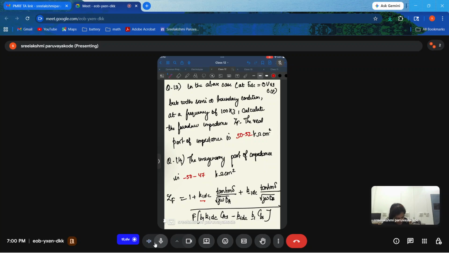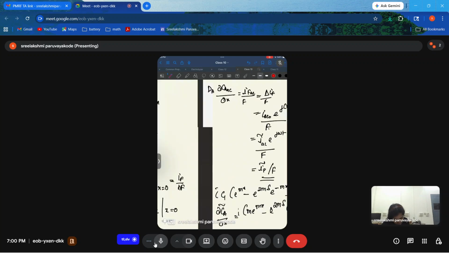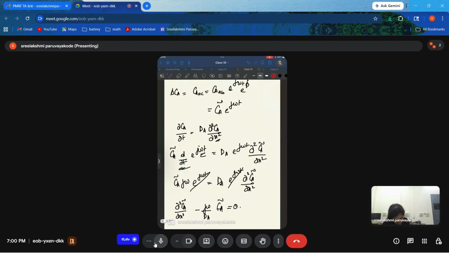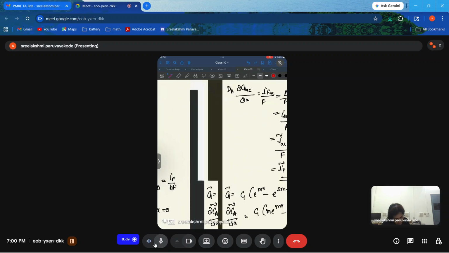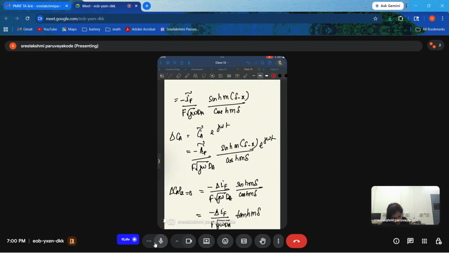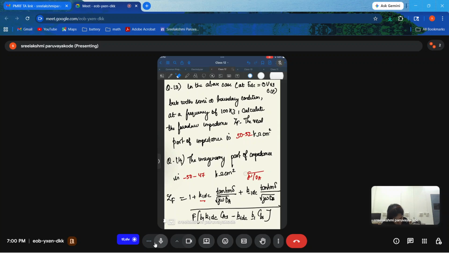We know k1 dc, and we know what m is. m is j omega by dA, right? J omega by dA, no root. So solve this. You will get an imaginary value. It will have both real and imaginary parts. Find it out, and you'll get the answer for the 13th and 14th questions. Okay.